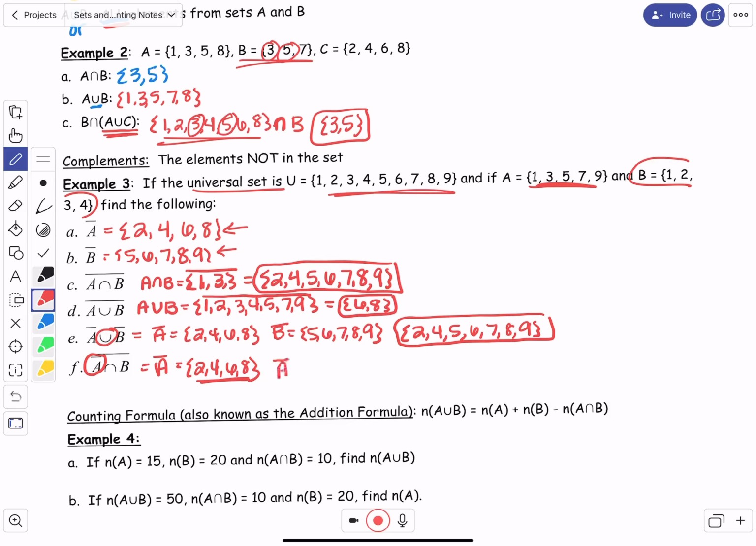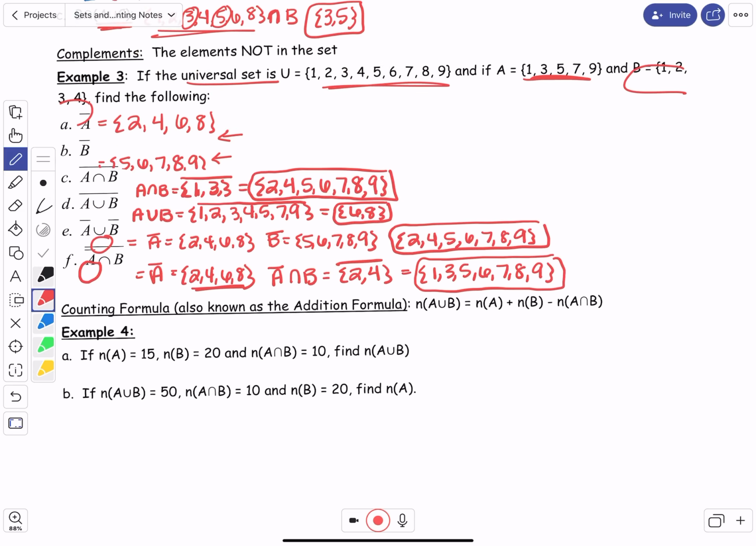So the complement of A and B would be 2 and 4. And now I take the complement of that, which would be 1, 3, 5, 6, 7, 8, and 9. So you kind of have to break these down and do them in steps.